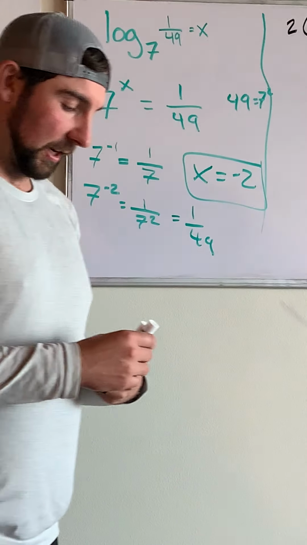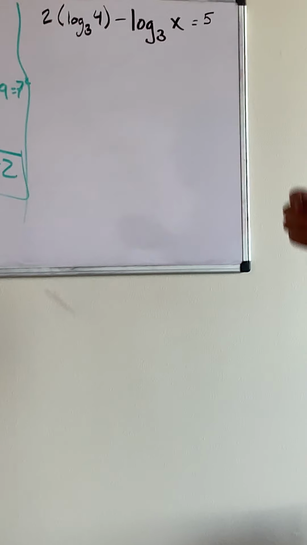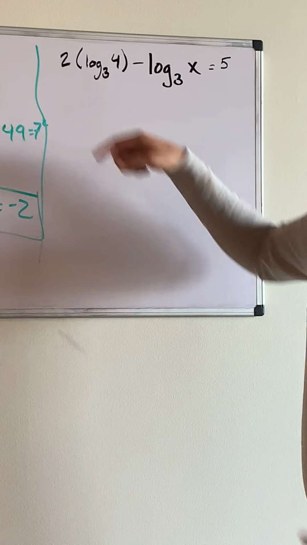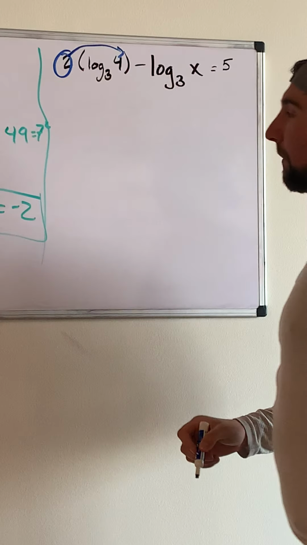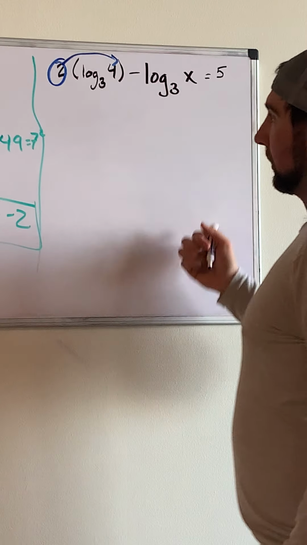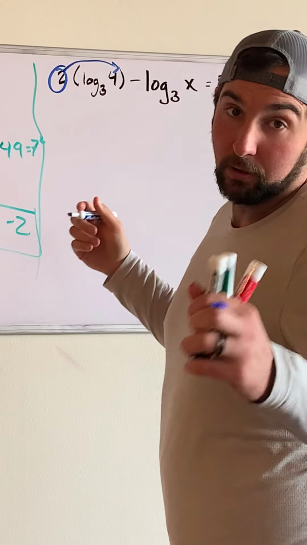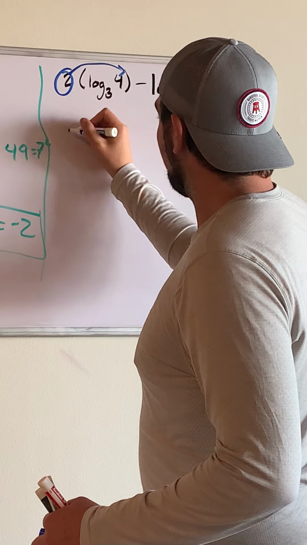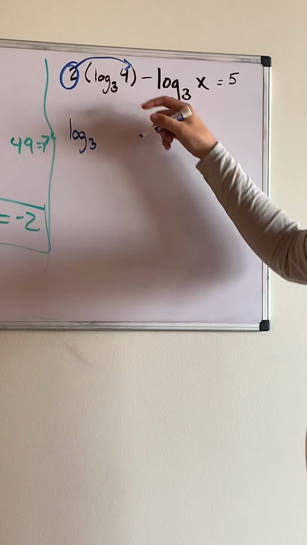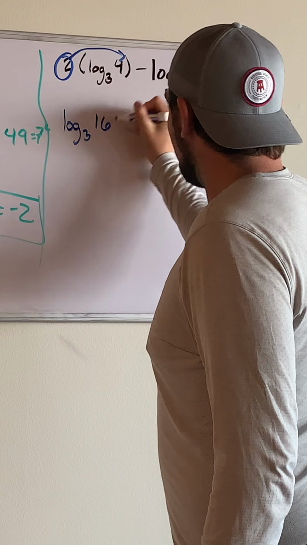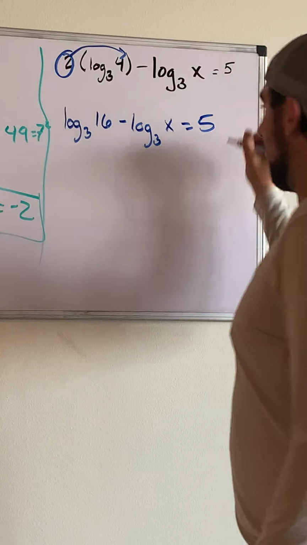Okay, the next example I have is over here. So log properties. This first one is a power property, so I'm going to move that up there. That's the first thing I have to do, because I have to condense to where I only have one log and then solve. Those are in the notes from last week. So I have log base 3 of 4 squared, so 4 squared is 16, minus log base 3 of x equals 5.